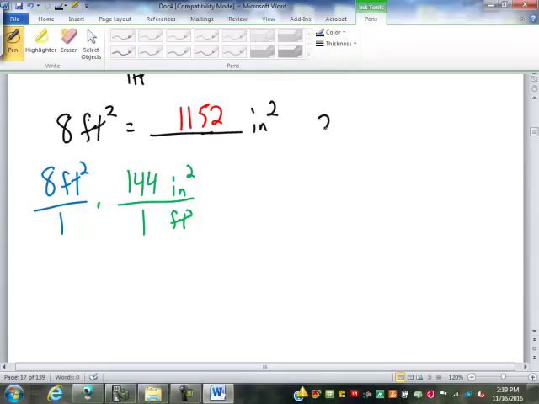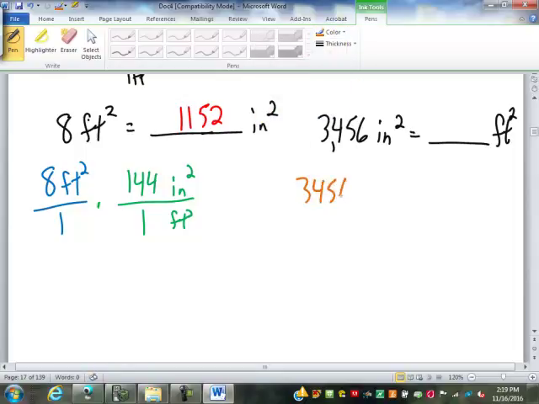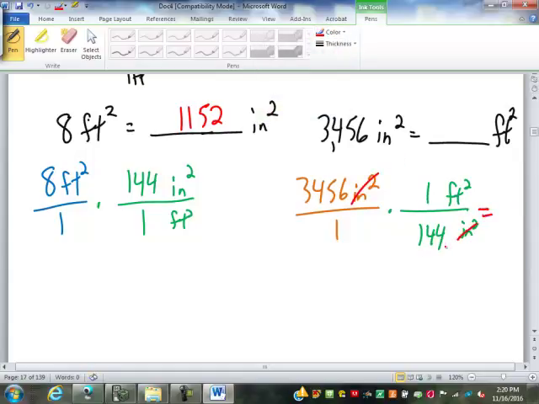If I have 3,456 square inches and I want to convert them into square feet, same process. 3,456 square inches over 1. Square inches are on bottom, so they cancel out. Square feet on top. 1 square foot, again, is 144 square inches. This time, since the 144 is on bottom, we divide by it. So 3,456 divided by 144 is 24 square feet.